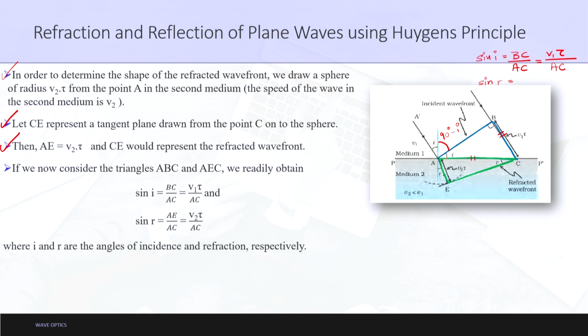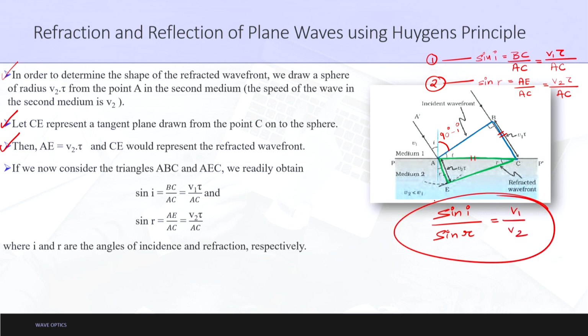So, angle CAE will be 90 minus r, as angle AEC is 90 degrees; hence the summation should be 180 degrees, and the value of angle ACE will be r. So, now sin r will again be AE by AC, and AE is given to you as V2 into tau, by AC. Therefore, from this simple equation, let me write this equation as 1 and this equation as 2, we will find that sin I by sin R is equal to V1 by V2.